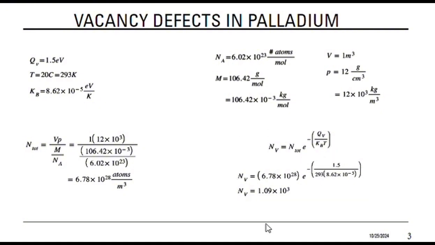Instead of 7.13 times 10 to the 9th, we get 1.09 times 10 to the 3rd for vacancy defects. And instead of 5.86 times 10 to the 28, we have 6.78 times 10 to the 28 for our cubic meter.